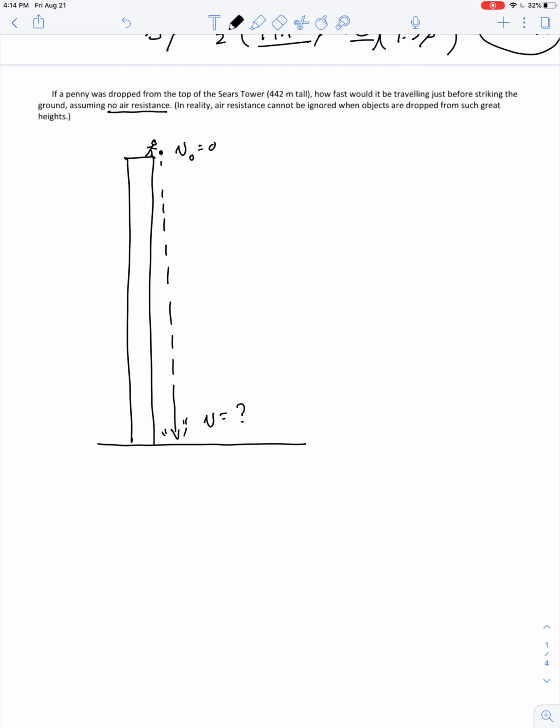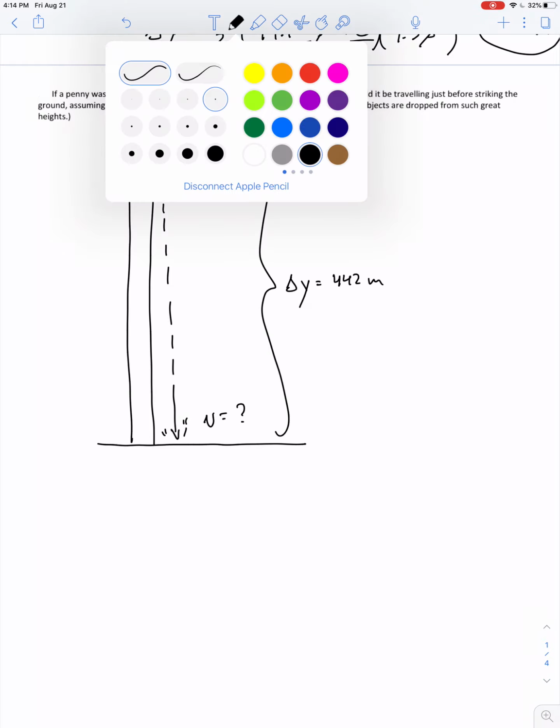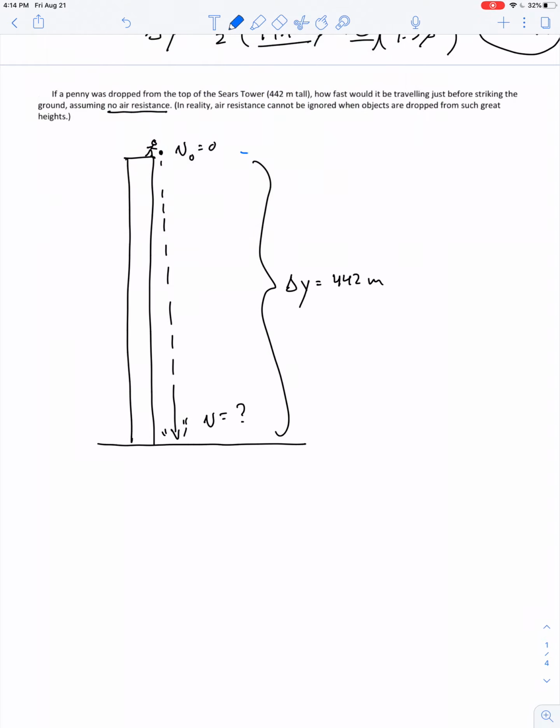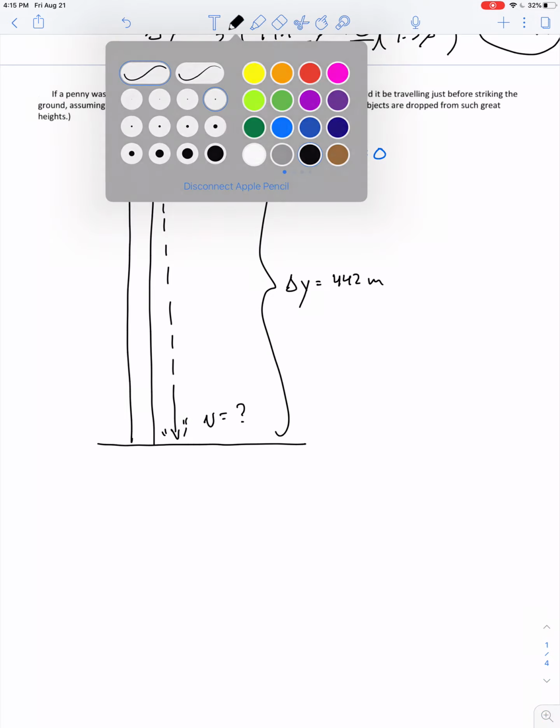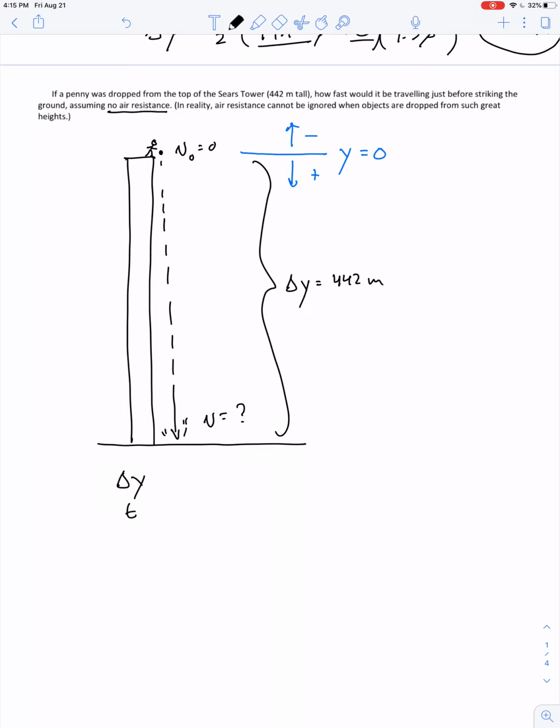So we know the initial velocity is 0, and we're given a displacement of 442 meters. So let's make a frame of reference in this case. Instead of putting 0 at the ground, how about we put the place where position is equal to 0 at the very top, where the penny was released from? And instead of saying up is positive and down is negative, how about we reverse it in this frame of reference? Let's say up is negative and down is positive. Okay, so we've got our diagram. Let's make a list: delta y, t, v naught, v, a.